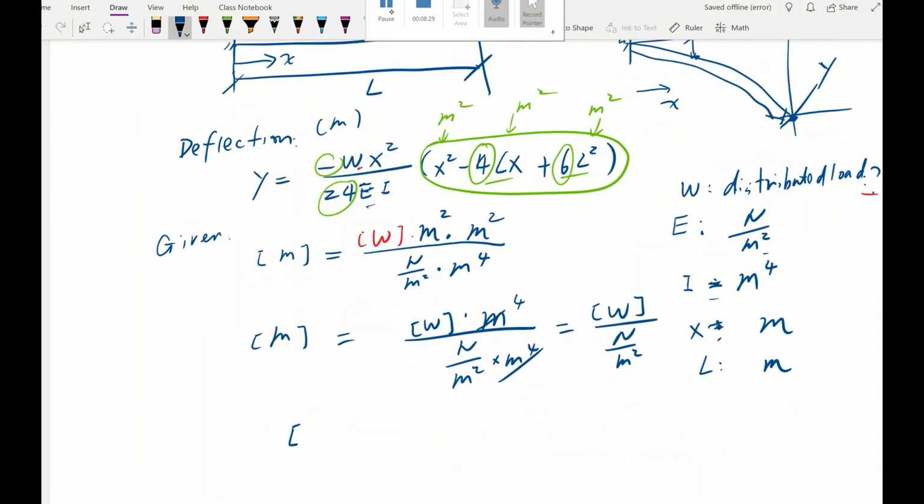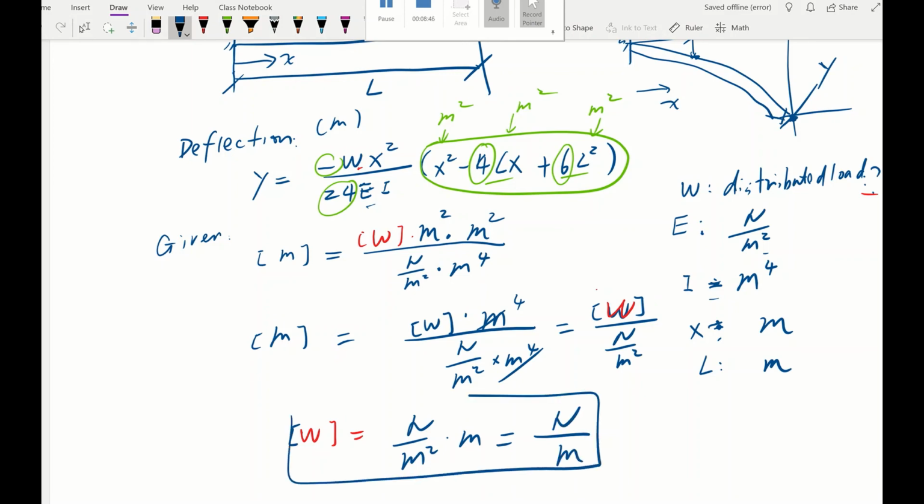Then you can solve this. Again, what we are solving for is omega here. What's the dimension for omega? It's going to be Newton per meter square times meter. That gives us a unit of Newton per meter. That's our distributed load dimension. It's, for every meter along that beam, how much force, how many Newtons are applied. That's the distributed load. So here you are using dimensional homogeneity to figure it out.